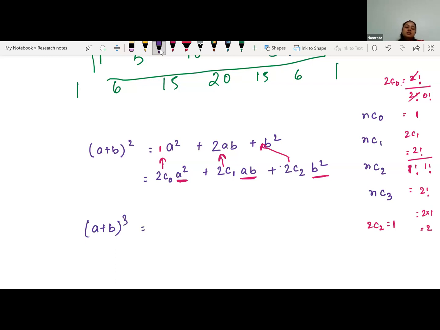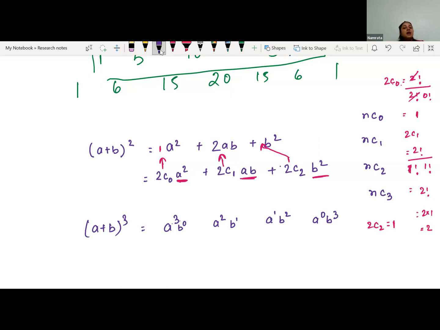The pattern says first take the a cube, then decrease the power of a. It will be a square, then a to the power 1, then a to the power 0. But increase the power of b. So b is starting from 0 power, then 1 power, then 2 power, and then 3 power. But we were not sure about the coefficient. So for that only we have taken the help of Pascal triangle.